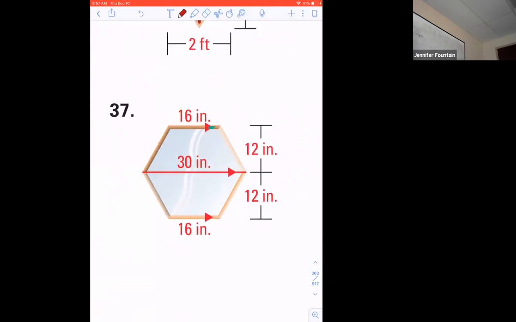Look at number 37. How many sides does this figure have? 6. So how would I name it as a polygon? What's a 6-sided figure called? Hexagon. Do I know a formula for a hexagon? No, but I can see that it's been cut in half. So half of the hexagon is a trapezoid. So I've got 2 congruent trapezoids. So I'm going to have to find the area of one and then multiply by 2. Okay? Or you can just add trapezoid 1 to trapezoid 2.